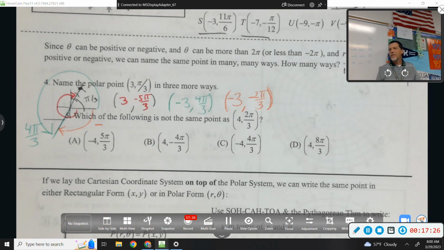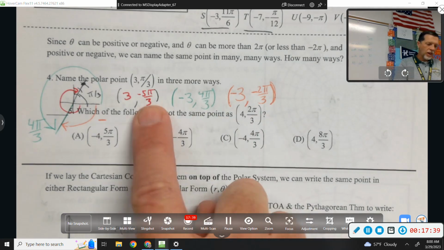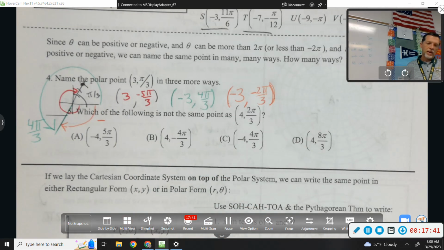So this is kind of weird. There's 4 different ways to name that one point. There are infinitely more ways to name that point. In fact, you could add 2 pi to any of those angles, and you'd have another way to name the point.